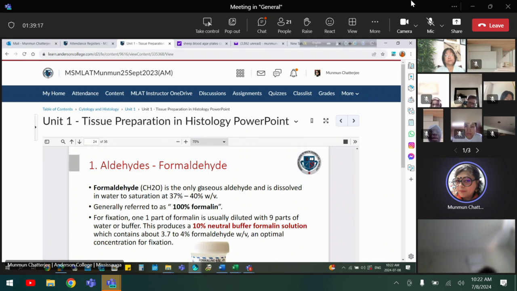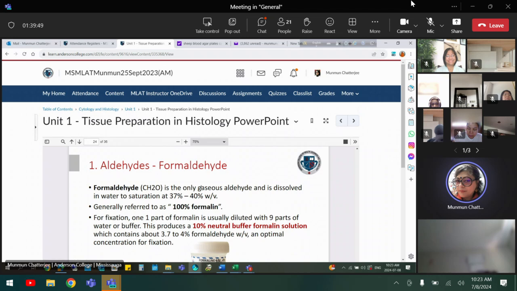If you are using 40%, the formaldehyde will be 40% and the water 60%. It is a gas, so you have to use 40% formaldehyde dissolved in water to make a formalin solution, which is considered 100% formalin. Okay, is everything clear?